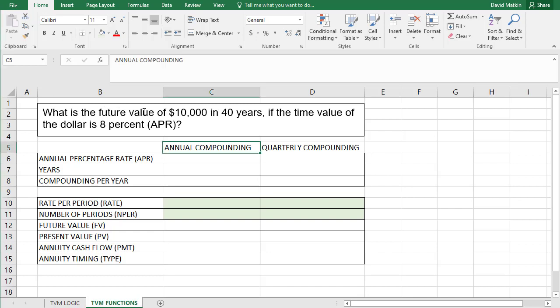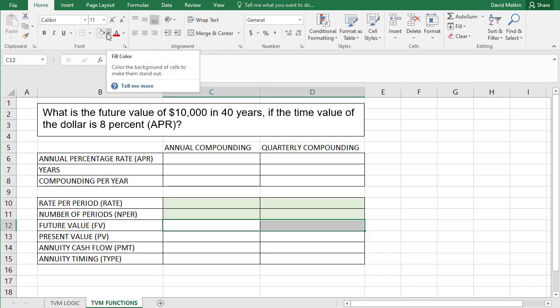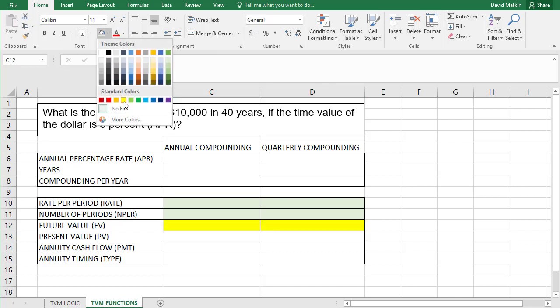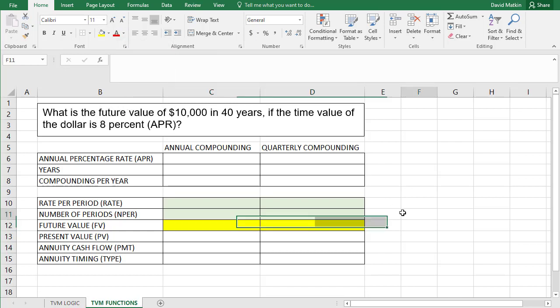The question asks us to identify the future value of $10,000 today over 40 years with a time value of money of 8%. Let's start by identifying what we're trying to calculate. And that's the future value. We want to know the future value. So I'm going to highlight the future value cells just to recognize that's where the answer is going to go.